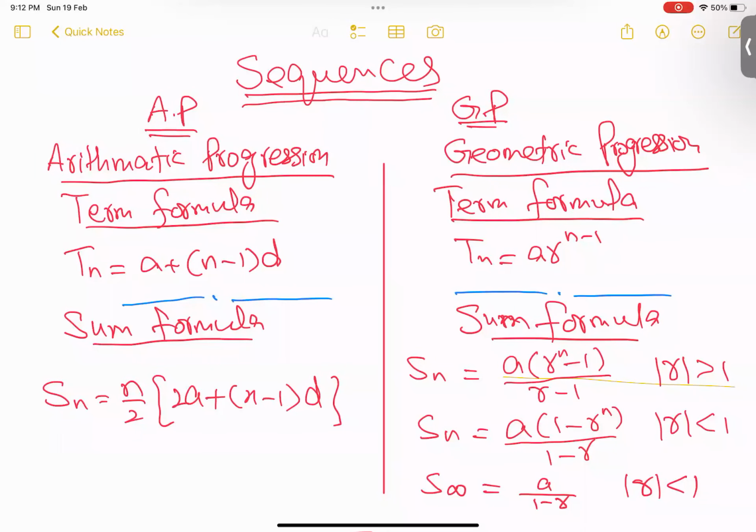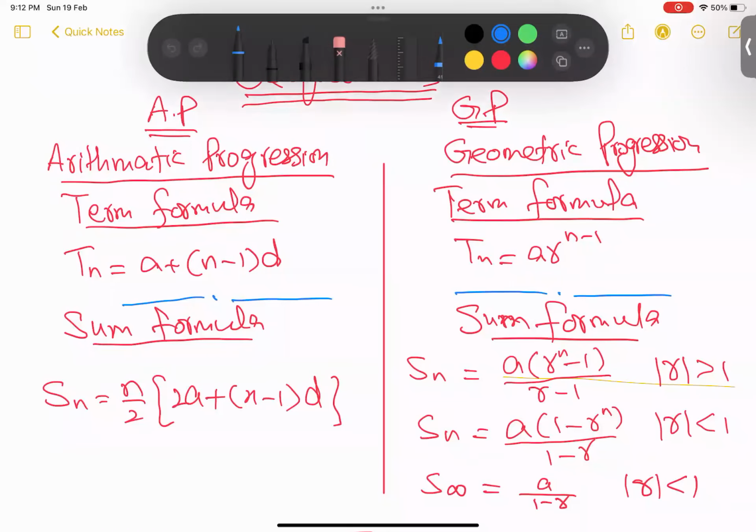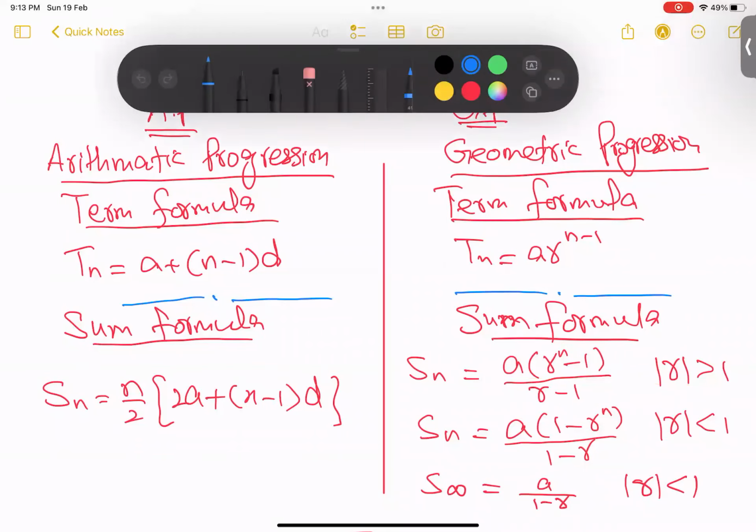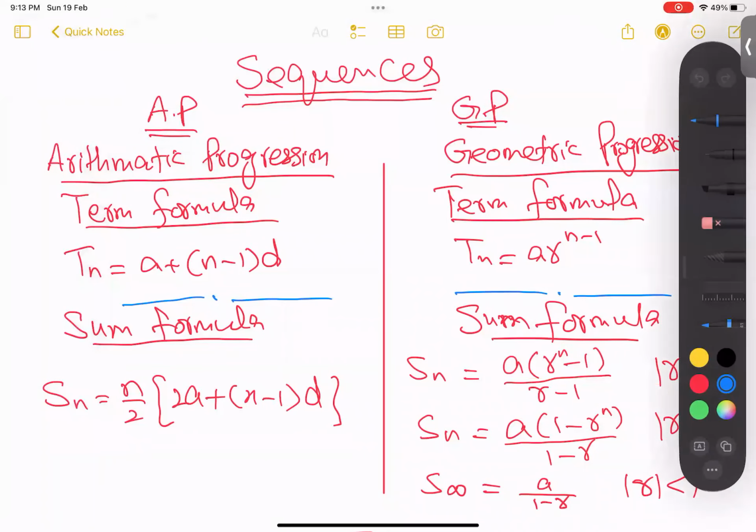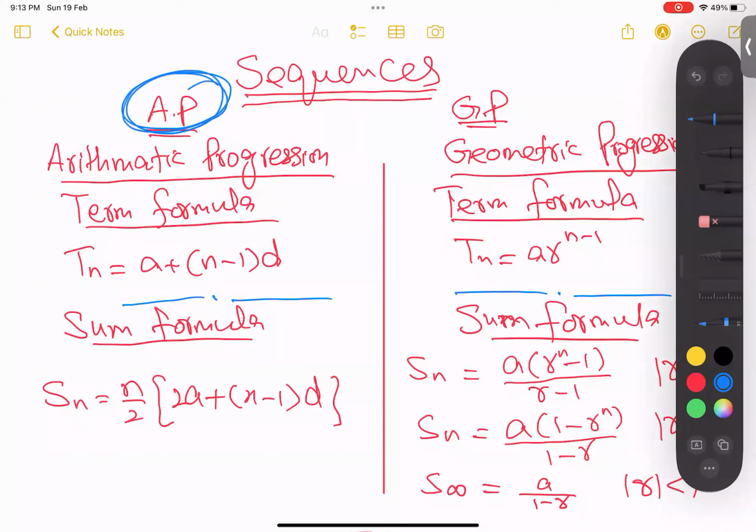You can see in our topic of sequence, we have two kinds of progressions, and one is called arithmetic progression, AP for short. The full name is arithmetic progression. And the second is GP, short writing, and the full word is geometric progression. So I believe all points are clear.